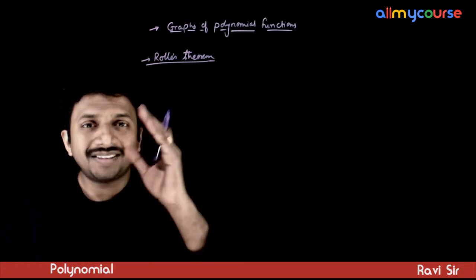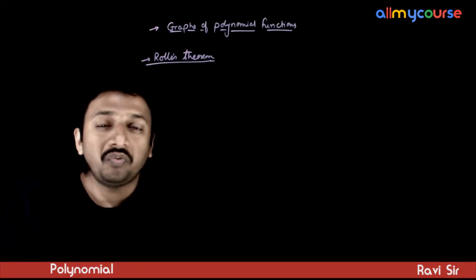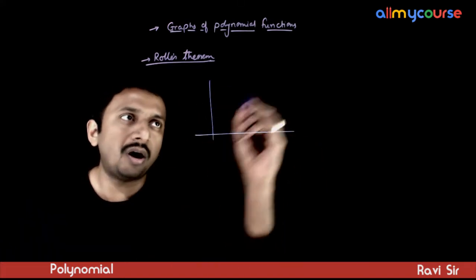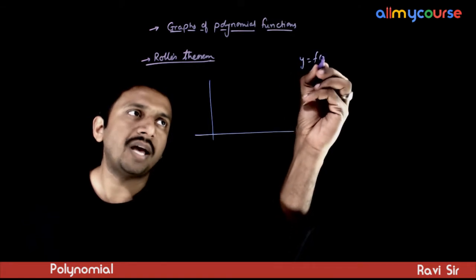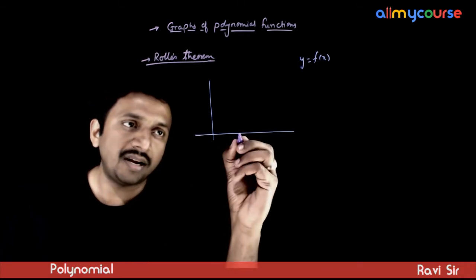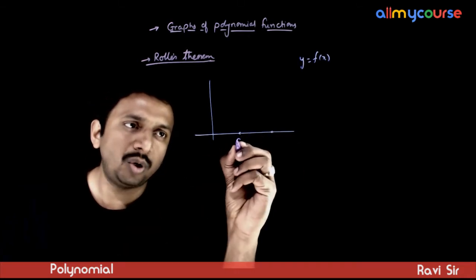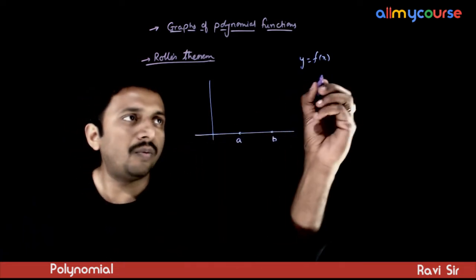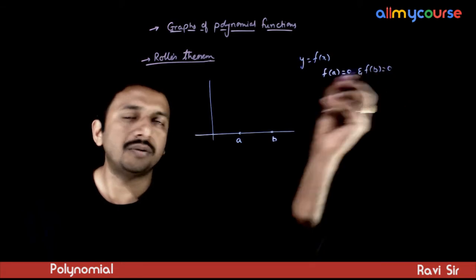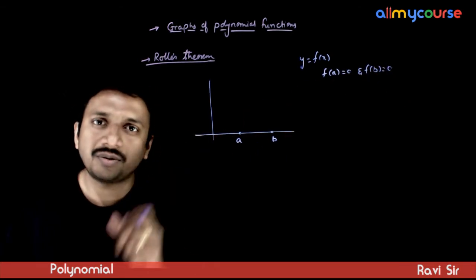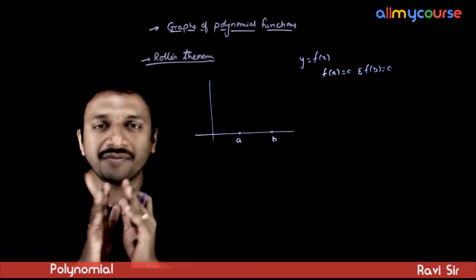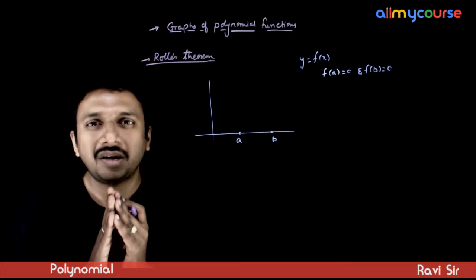So next, there is a theorem called Rolle's theorem, which says that between any 2 roots of y is equal to f of x. So if you have a polynomial function y is equal to f of x, and if you have 2 numbers a and b, where f of a is equal to 0 and f of b is equal to 0. That means if the graph passes through these 2 points, then between these 2 points, f dash of x will be equal to 0 at least 1 point.